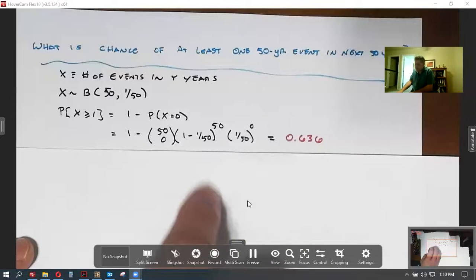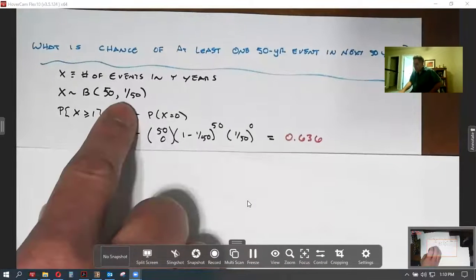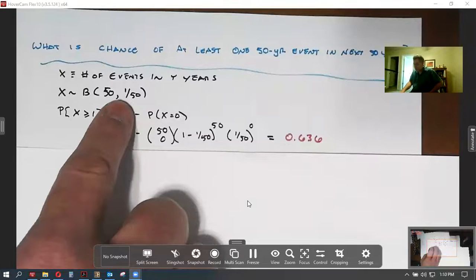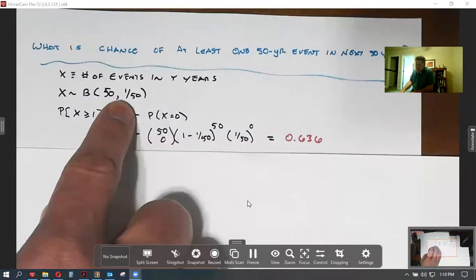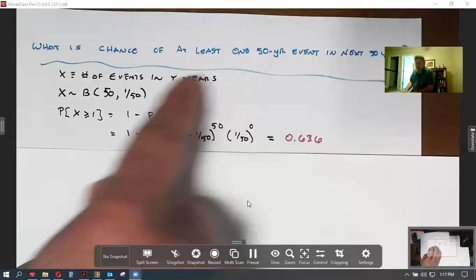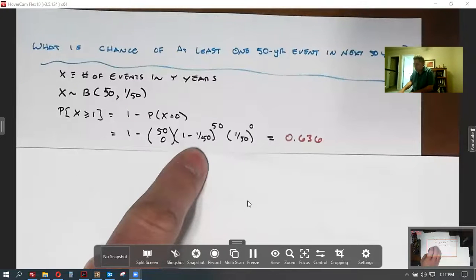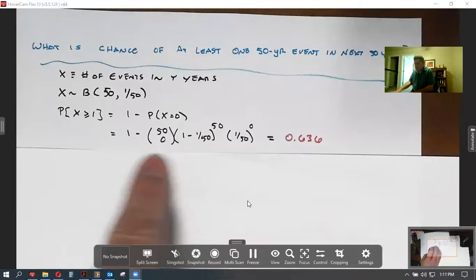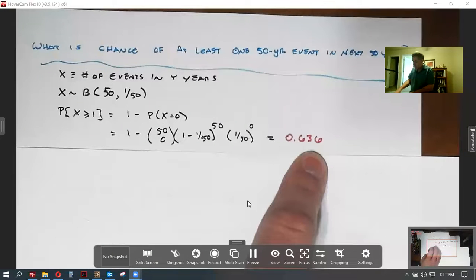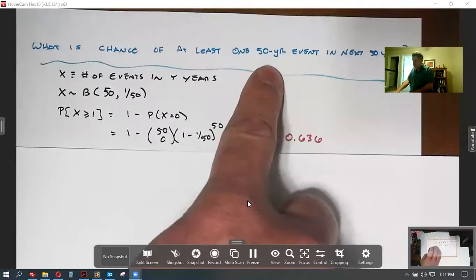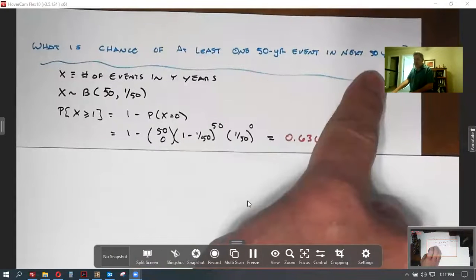What this says is that we've got a coin, or a die, that has a 1 chance in 50 of coming up with our magic event, and we have 49 chances that we don't. We keep rolling that thing 50 times, and we want all 50 of these coming up as not happening. And that just amounts to a 63.6% chance that we'll have at least one 50-year event in the next 50 years.